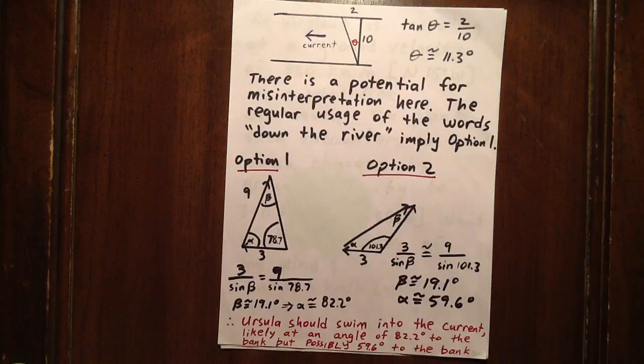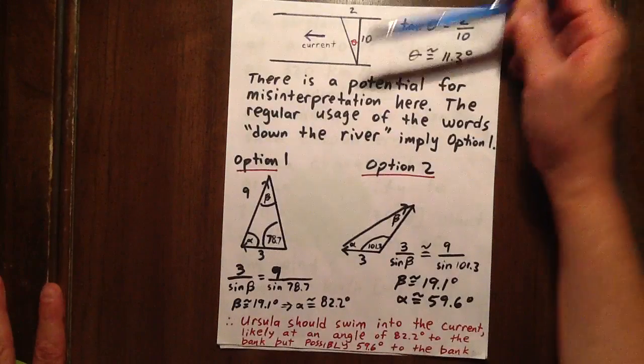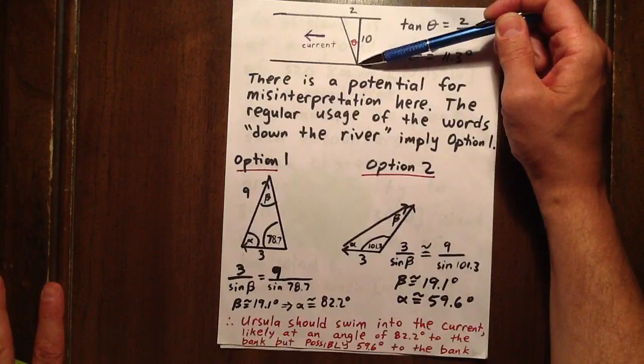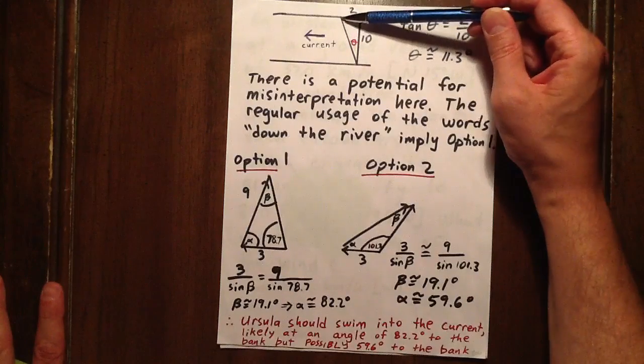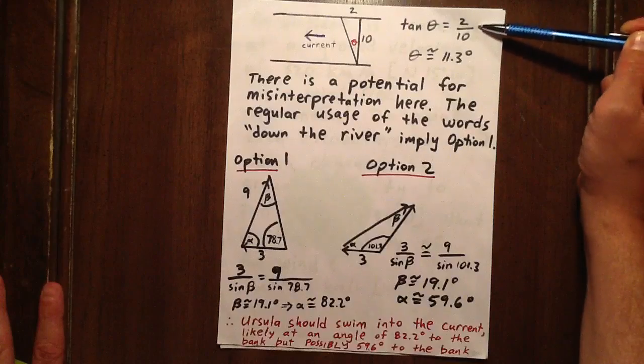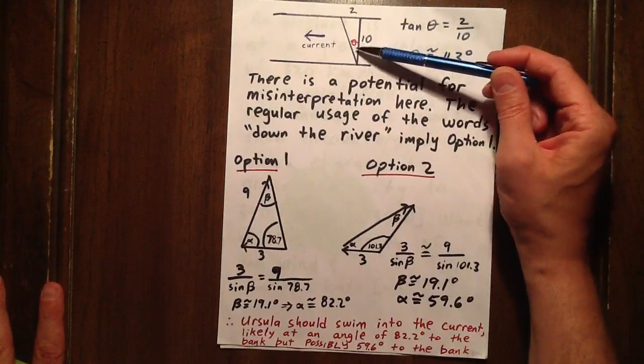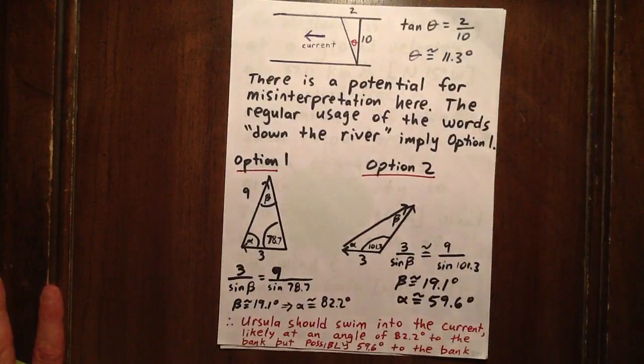So we draw ourselves a diagram like such. Here's Ursula's starting point, and this is her ending point. And using some pretty straightforward trigonometry, we see that this angle here is 11.3 degrees.